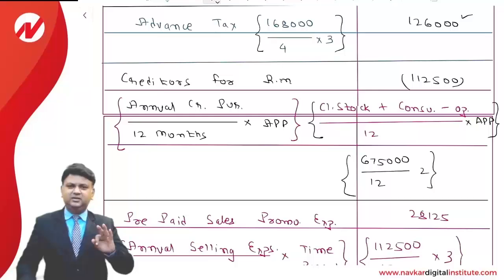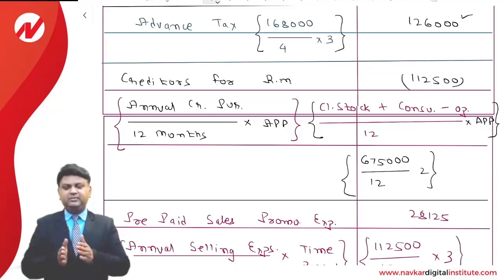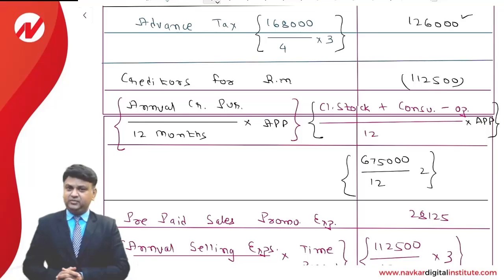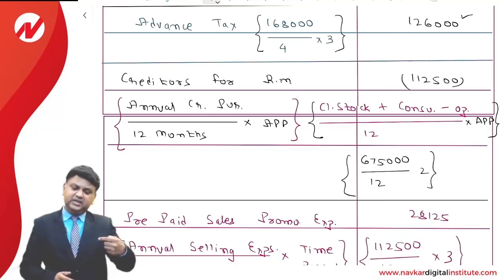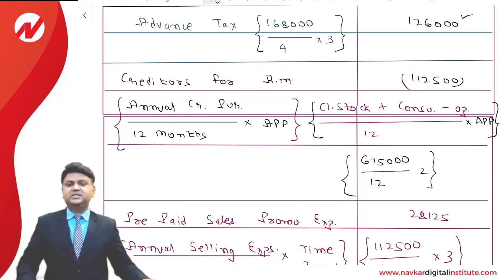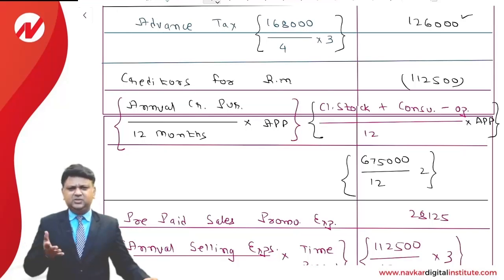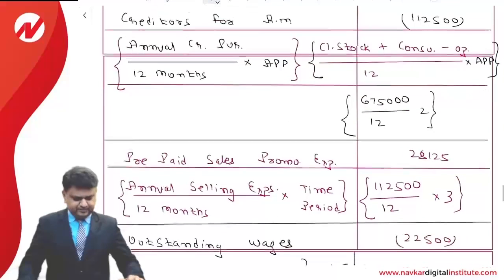Advance taxes, say out of 4, 3 installments have been paid. So the total amount divided by 4 into 3 is what you have paid at the end of the year. And we will mention the income tax provision as the liability. Otherwise, we can show 1/4 as outstanding. That is also the way you can present your answer.